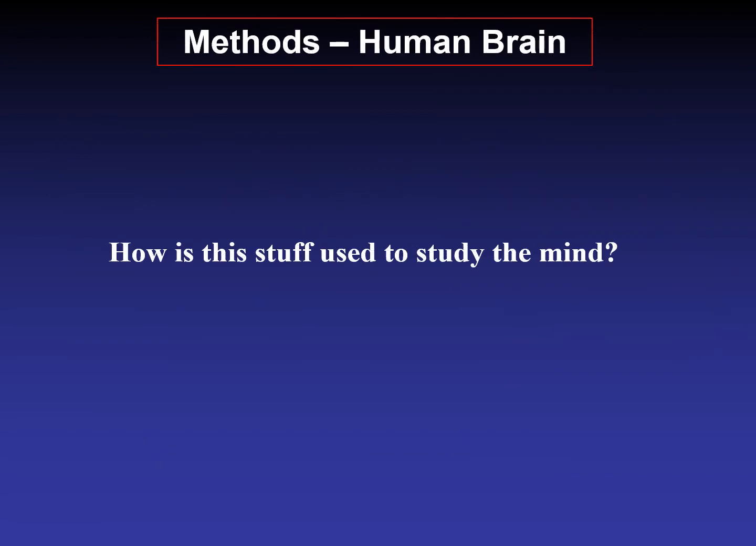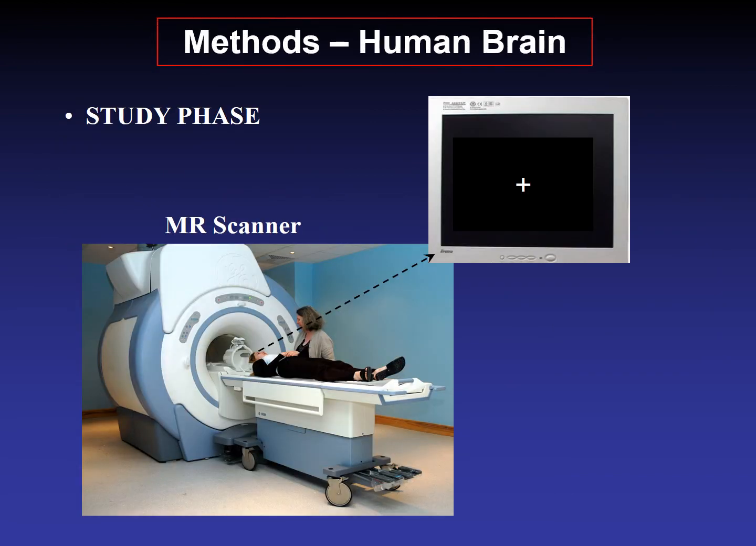Now, how do we use this stuff in the mind? Here's an example of a memory experiment in which participants are lying in a scanner and they're going to see a list of study items, and they're told to study those. Now, in this particular experiment, the researchers were not interested in how the brain encodes the information during the study phase. They're interested in how the brain retrieves the information later in the test phase.